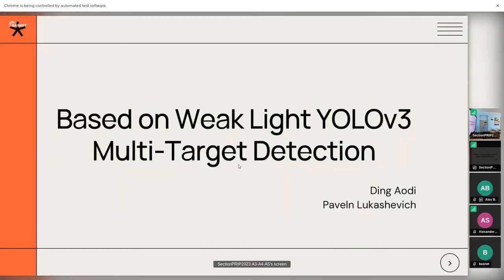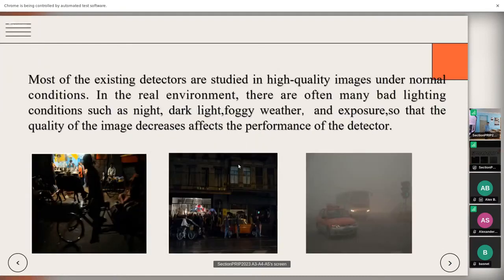Good afternoon. My name is Timothy. My talk is about weak light YOLOv3 multi-target detection. Next. We can look at this photo. You can understand from my experiments that I focus on weak light detection, such as dark lights, and this photo and its production.